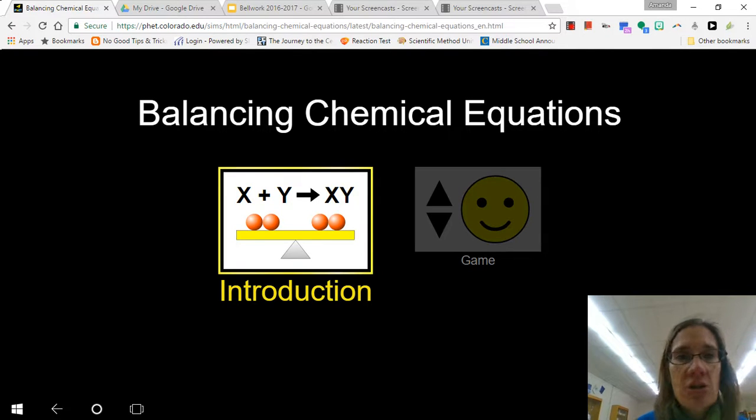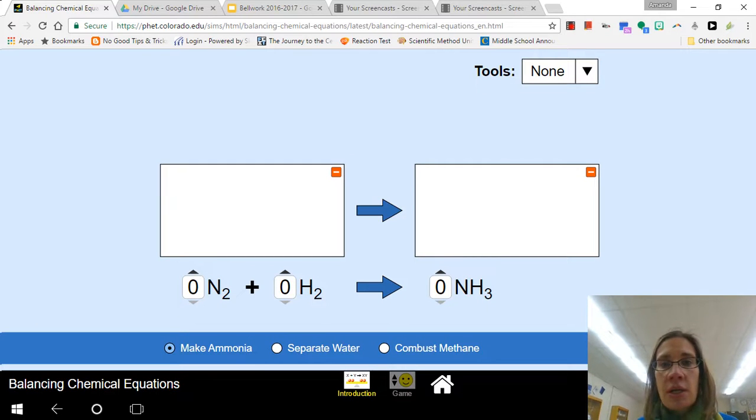We're going to do the introduction together. So let me click on the introduction here. Notice we've got 2 boxes. One box is above the reactant side here. The other is for the product side.